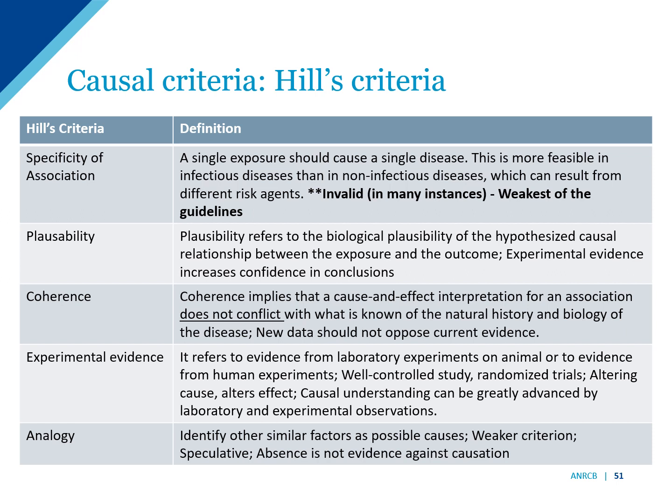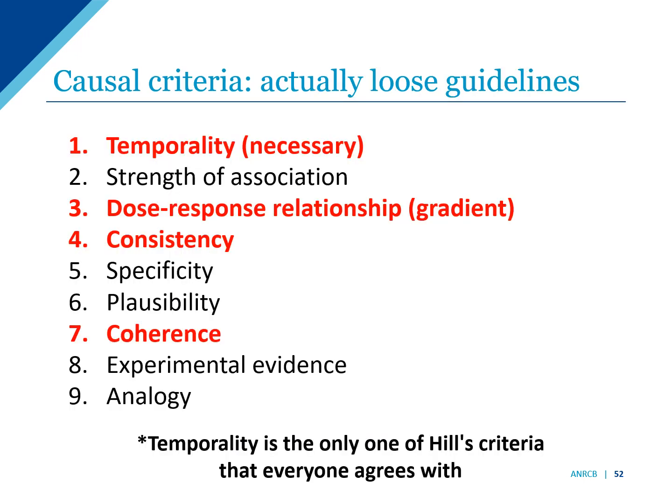Plausibility and coherence essentially mean that the relationship makes sense in the context of history and biology of the disease. And experimental evidence is not always possible, but it means that evidence from a laboratory or animal experiments or from randomized control trials can greatly enhance our understanding of causality. So these 4 criteria in red are the most important for assessing causality, and temporality is the only criteria that scientists all agree on.